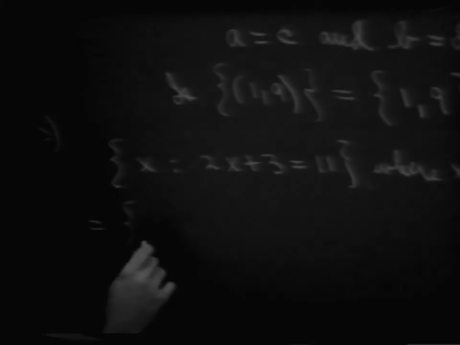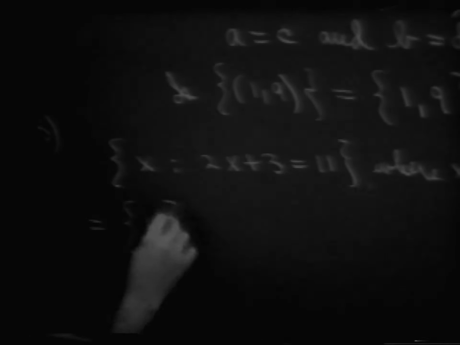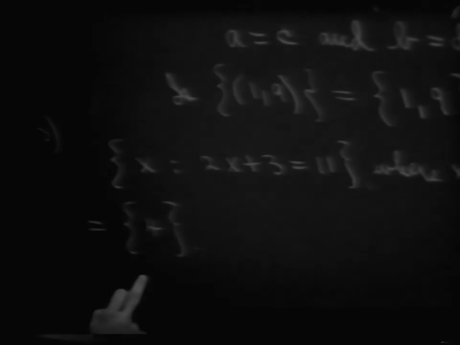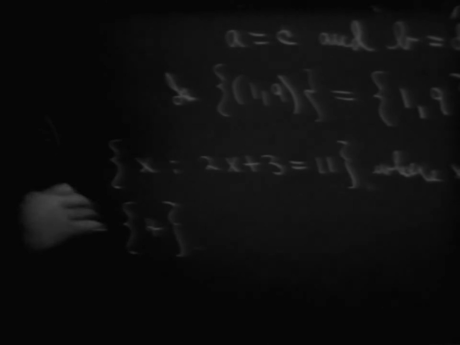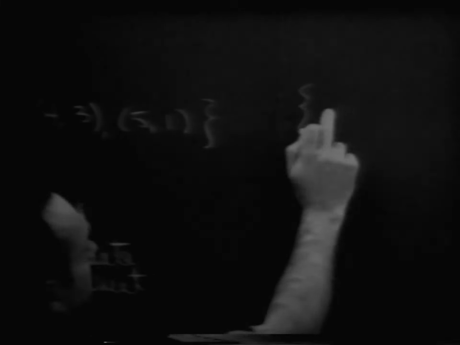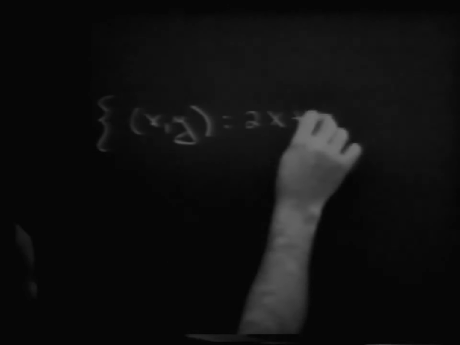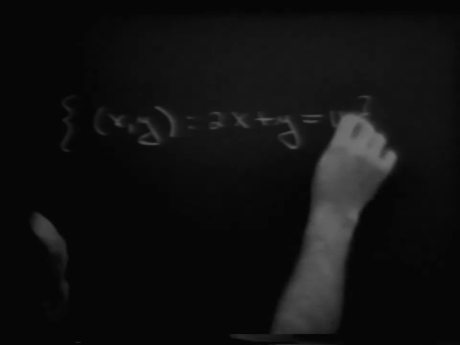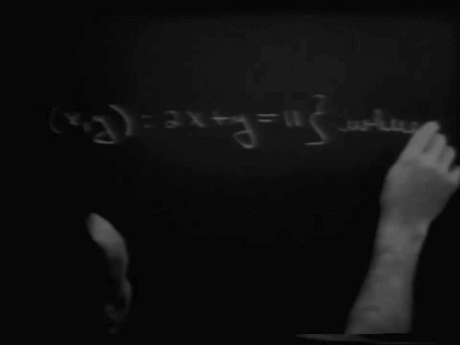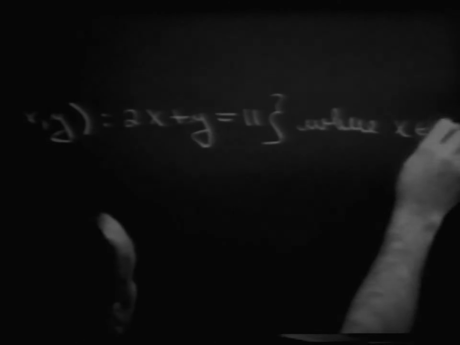If we were to make a roster or a list of the elements, I think you will all agree that this list is simply the one element 4. Is that right? Well, let's carry through with the same idea in this example that we have here. Now, instead of talking about the set of all x's, what we now want to do is to talk about the set of all x comma y's, such that something is true. And in the case that we have here, we have 2x plus y is equal to 11, okay? And now we have to state where x belongs to N, and y belongs to N, okay?